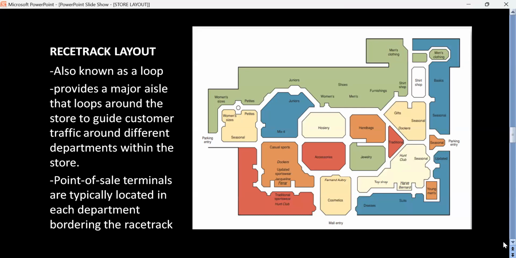So the main thought process here is to make the customer move throughout the whole store so that they can have a look and feel of everything that is there in the store. The point of sale terminals are typically located in each department, bordering the racetrack over here. So this is the racetrack layout. You can see the design over here.